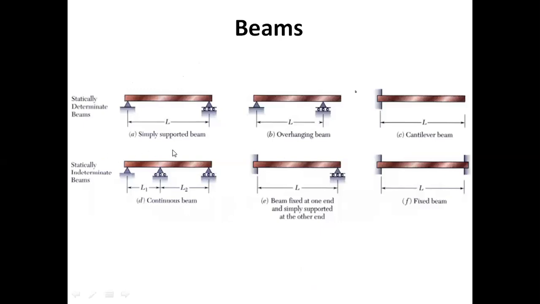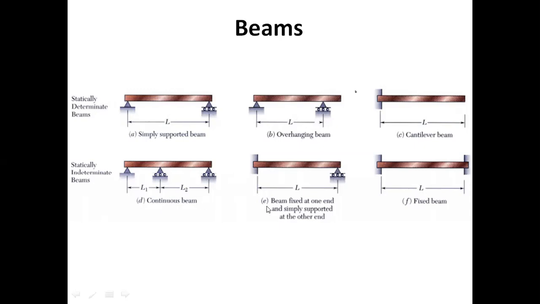So we have the simply supported beam, the overhang beam, where some portion is extended beyond the support, and we have the cantilever beam. These three beams are statically determinate beams. We could solve the problems of these beams using the conditions of equilibrium.